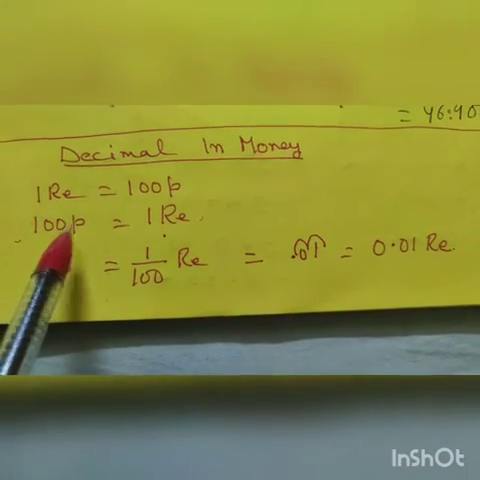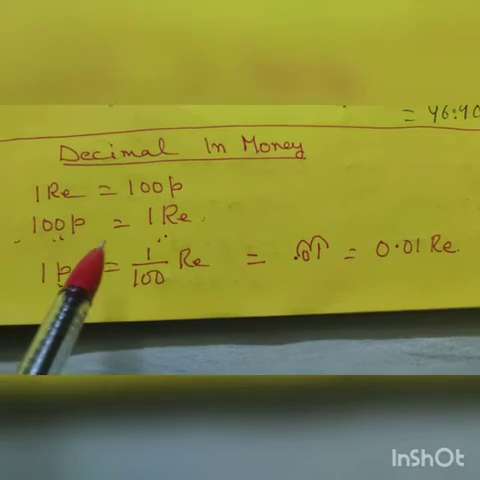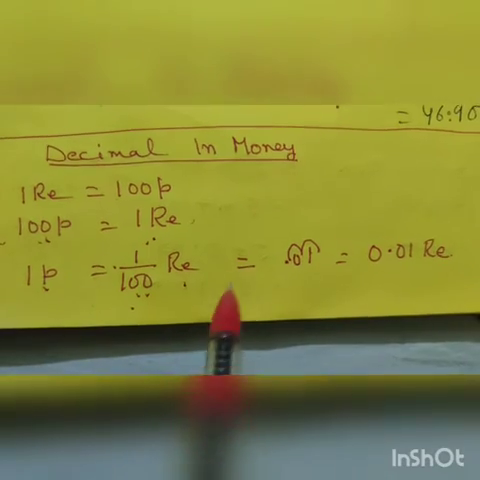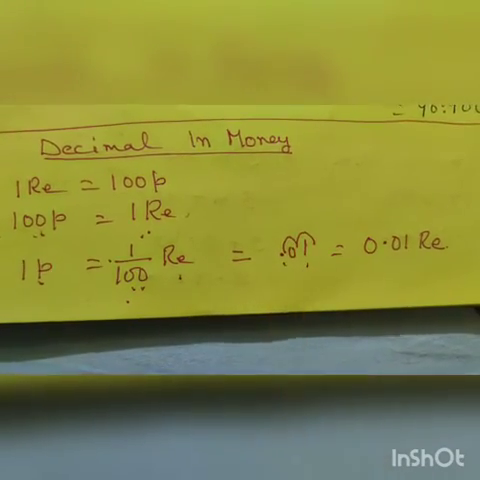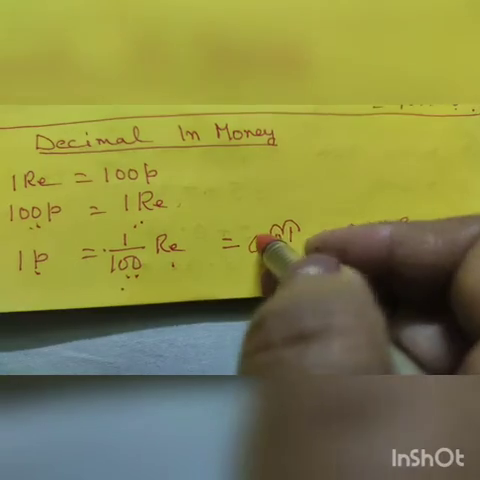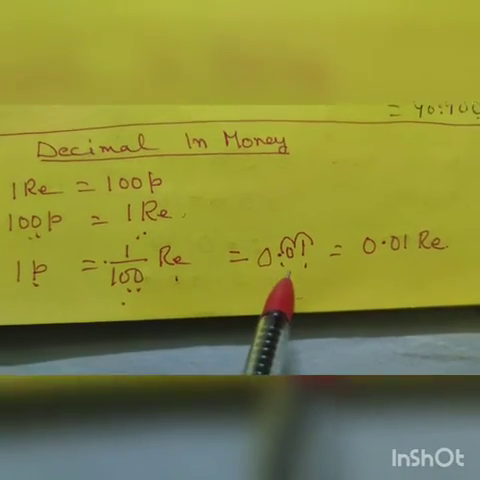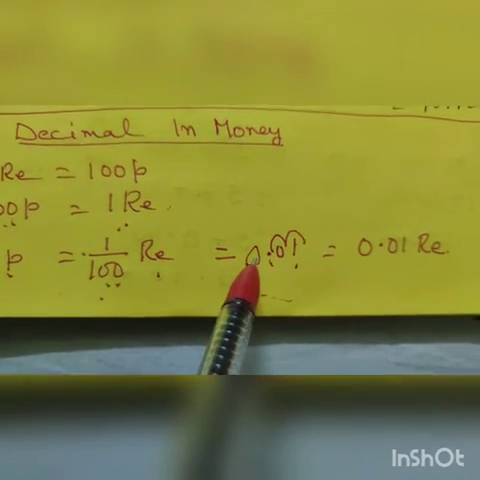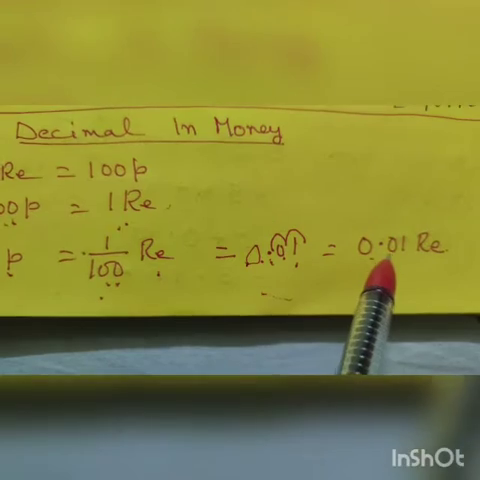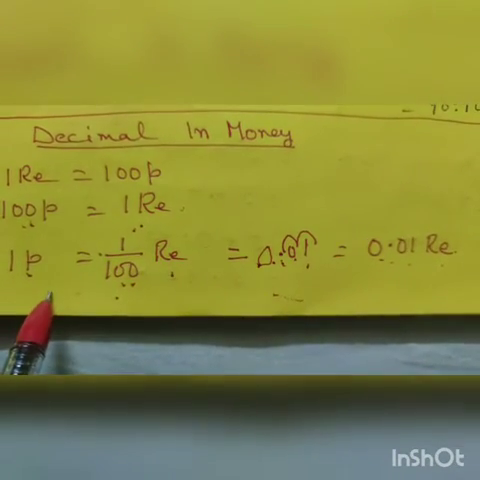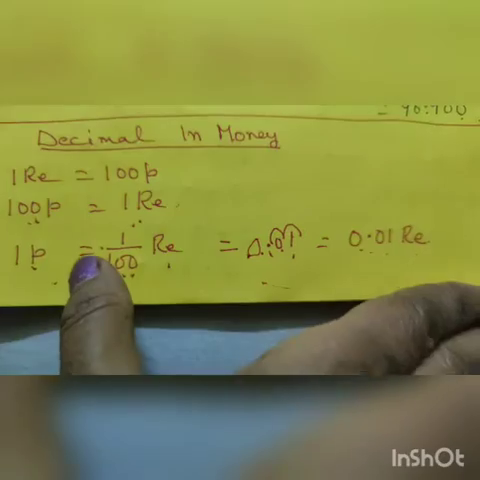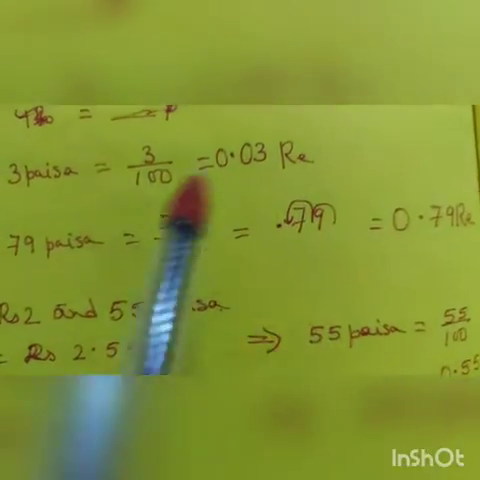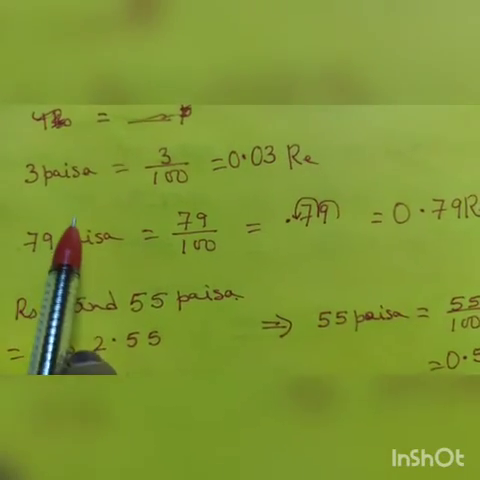So if 100 paisa is equal to 1 rupee, then 1 paisa will be equal to 1 by 100 rupee. Now how many zeros are there? 2 zeros. So what will I write? 0.01. And never forget to write a 0 before the decimal. I have explained this before also, that before the decimal you have to write a 0. So 0.01 rupee. That means 1 paisa is equal to 0.01 rupee.